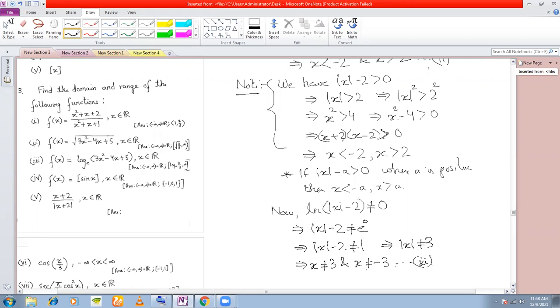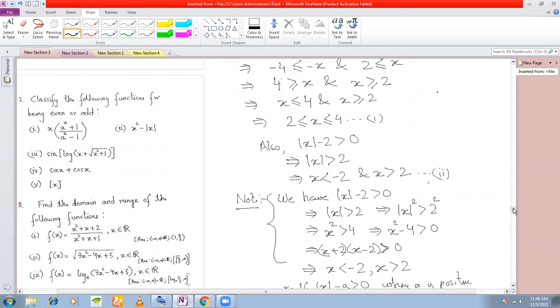Okay, now we need to combine all the restrictions. So how do we combine? First of all, look at the first restriction. In the number line, x must lie between 2 and 4. I have a 0. This says your 2 and this is your 4. So x must lie between 2 and 4.